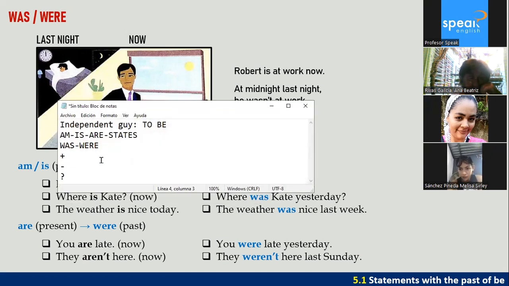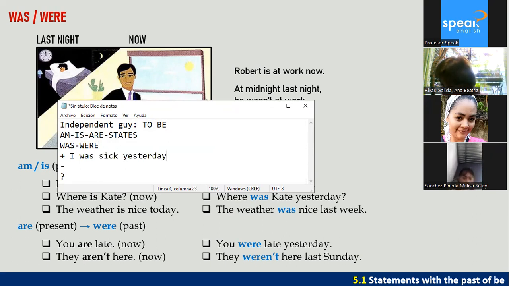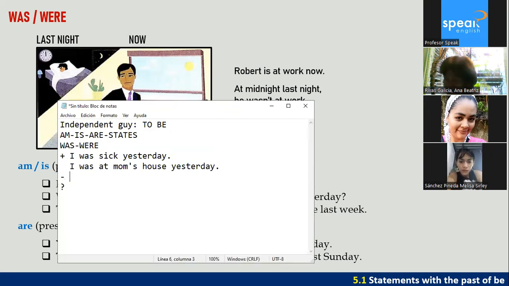It depends on whether you want to use the verb to be in the singular or plural form. For example, I can say, I was sick yesterday. Or I can say, I was at my mom's house yesterday. Now, that is the affirmative form. The negative form would be like, I wasn't sick yesterday, or in the other case, I wasn't at my mom's house yesterday.